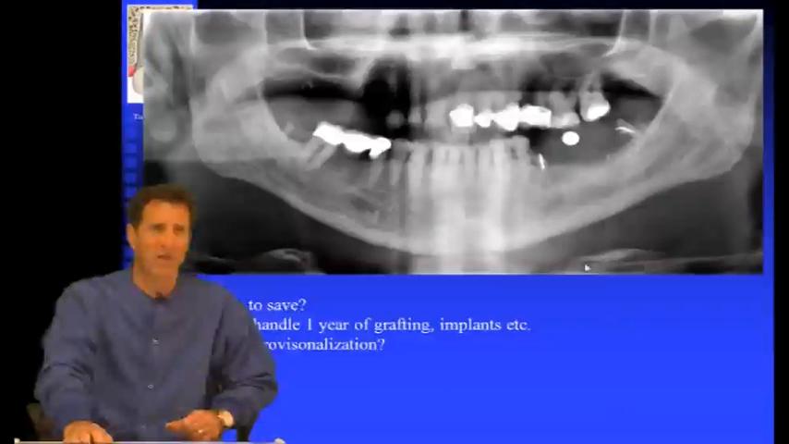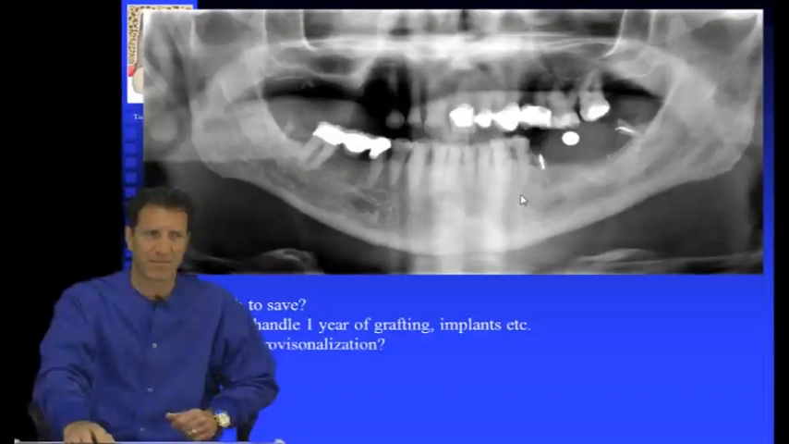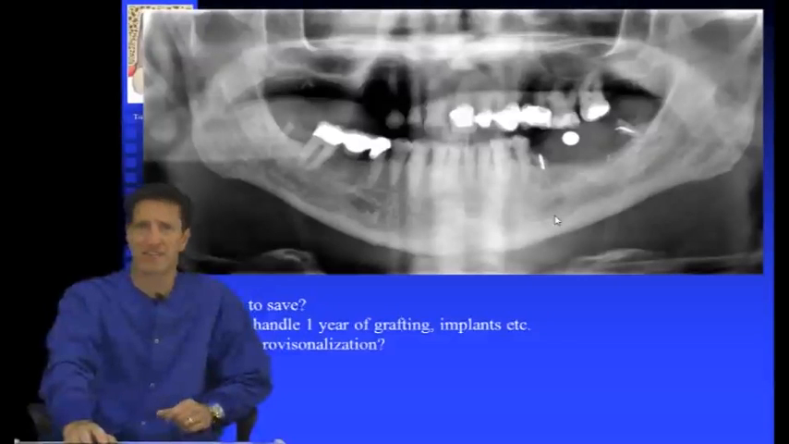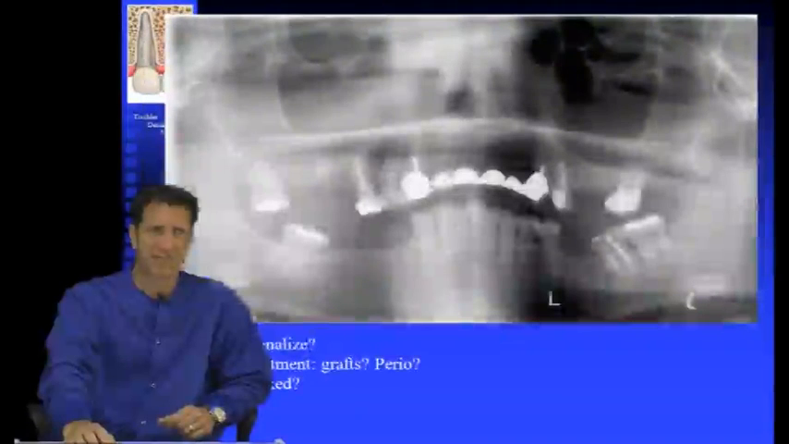So when you look at a case like this, and the patient presents with missing teeth on the upper arch here and on the mandible, which teeth are you going to save? Can this patient handle a year of grafting, implants, and all these procedures and all the protocols involved? How are you going to provisionalize the case? These are questions I ask myself, and I'll review some of these cases in this lecture.